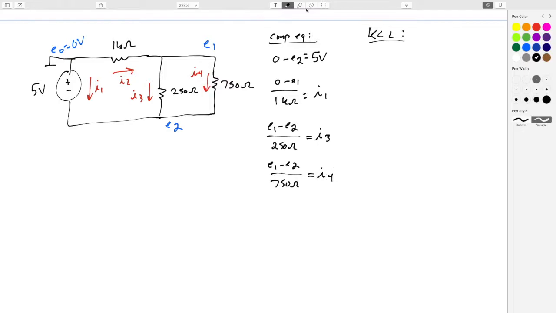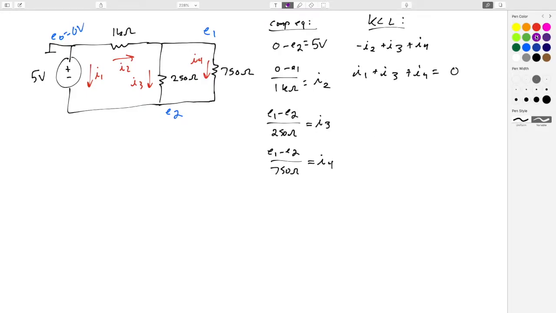KCL equations. We have to do our KCL at all non-ground nodes, so we can't do this one, we don't need to do that one. Let's do this one: negative I2 plus I3 plus I4 equals 0. And down here, we'll do the bottom one, E2, they're all going in: I1 plus I3 plus I4 equals 0.